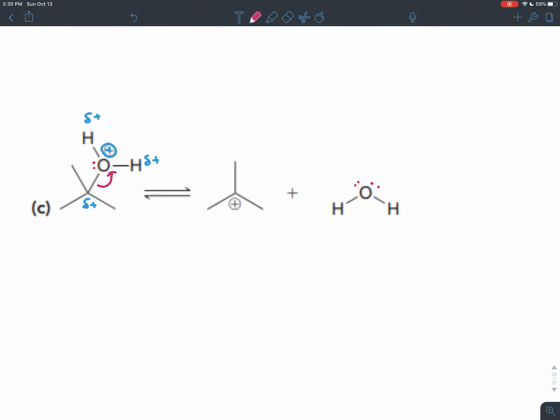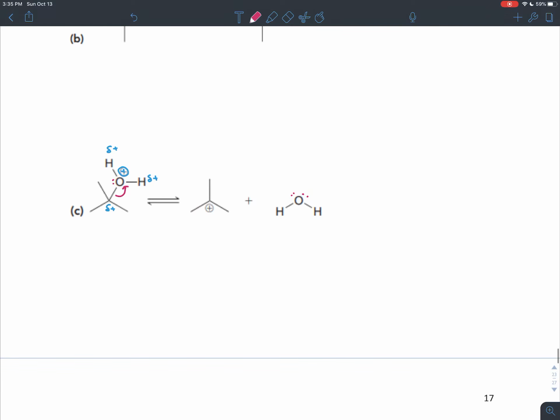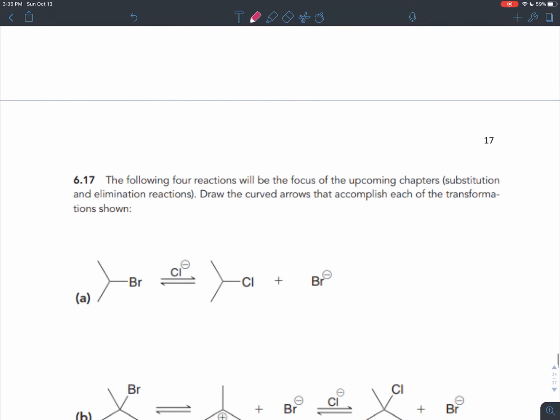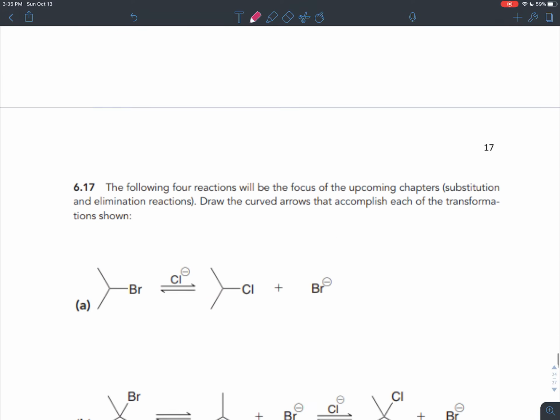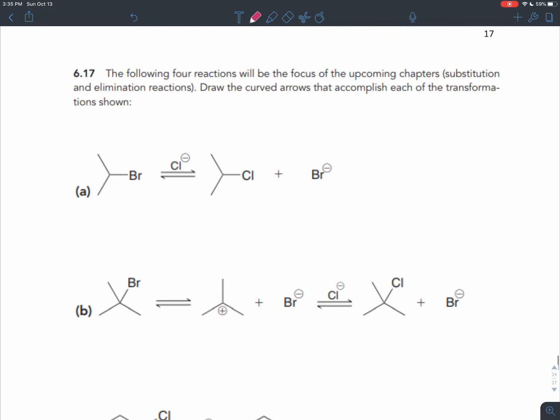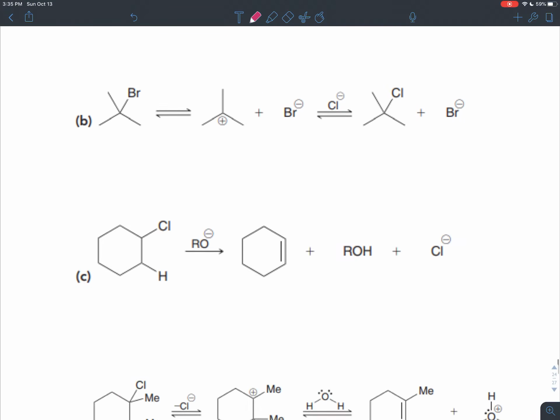And it would leave behind a carbon with a positive charge. So that's a loss of a leaving group. Those are all the curved arrows you'd need to draw to explain that transformation. So that is 616. Let's continue that with 617.